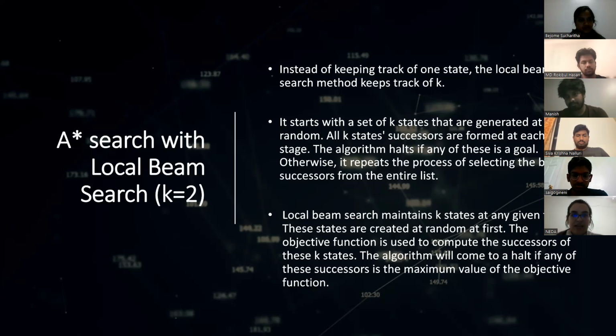And actually, this algorithm works based on the greedy algorithm with the smallest heuristic function. A local beam search maintains K states at any given time. These states are created at random at first. Then the objective function is used to compute the successors of these K states, and the algorithm will come to a halt if any of these successors has the maximum value of the objective function.